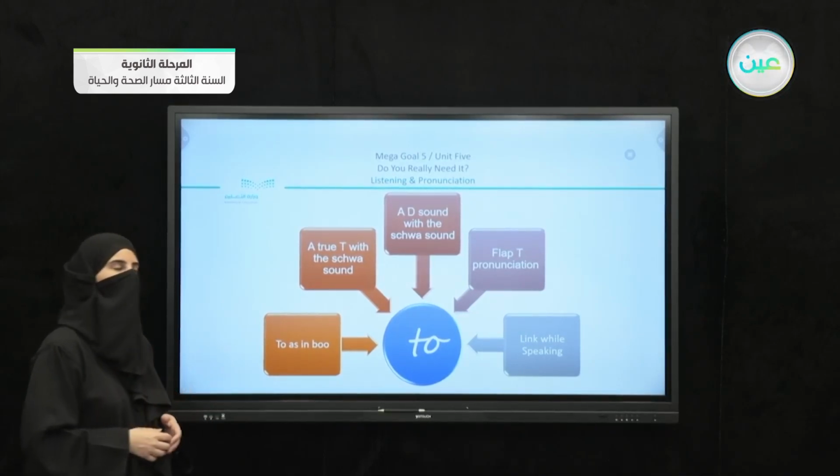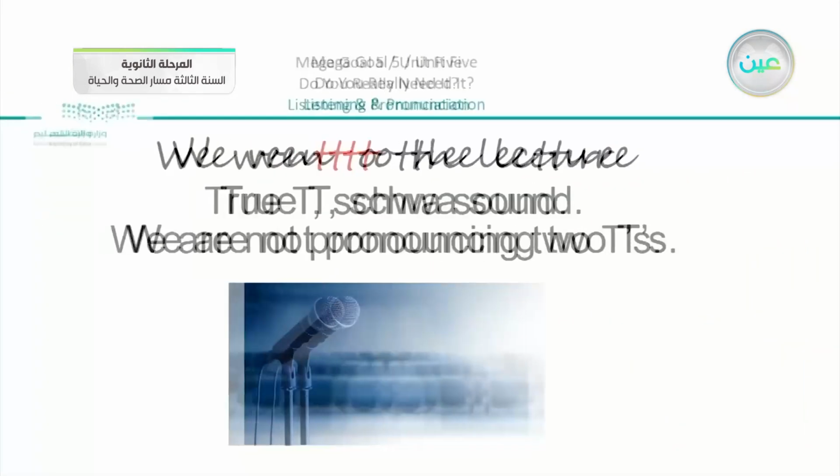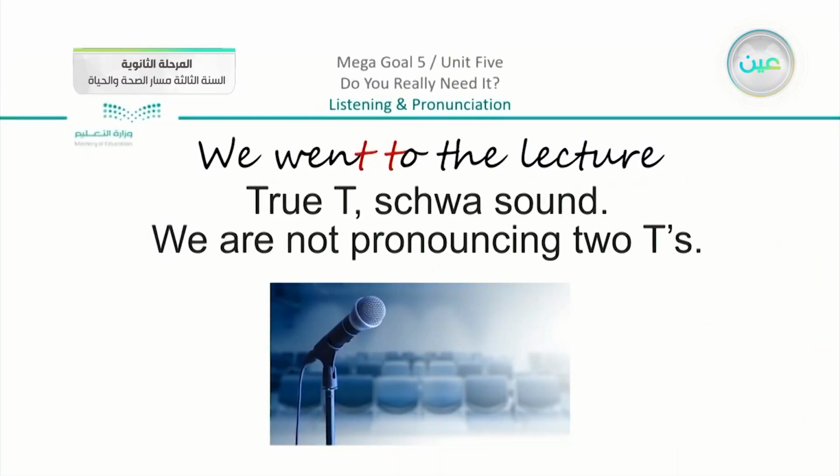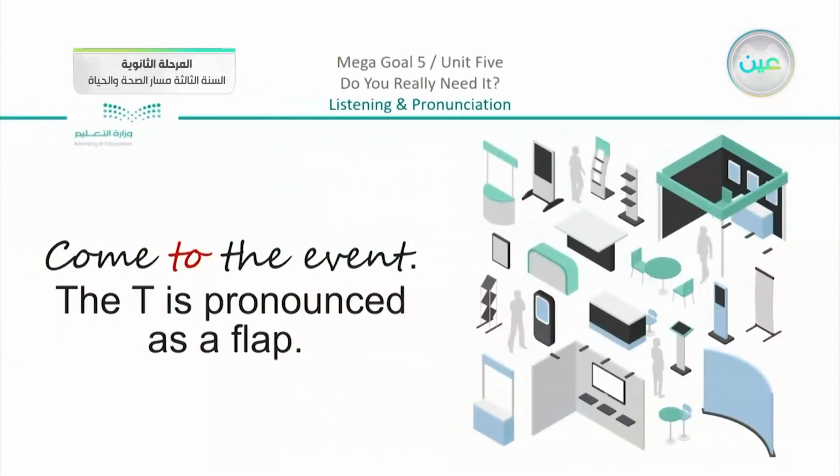And we learned how to link within speaking our T sounds, or the "to" in general, with the other words. Now, we do have an exercise in the book. Just to start as an example that we took yesterday, and then we will apply. We have here the first one. We went to the lecture. You can see that there's just one T sound. Come to the event. There's a flap sound here. Come to the event.